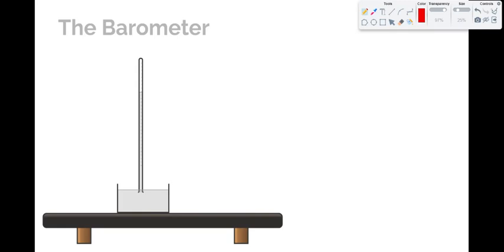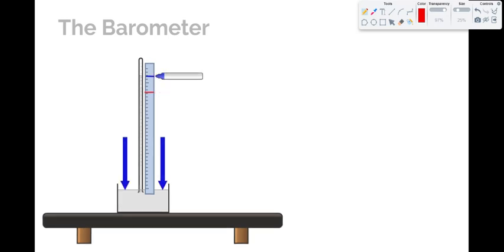So what happens is, because mercury is heavy, it's going to start to sink down into the bowl. But because there's air pressure pushing down on the bowl, that's going to cause a balance to occur, and the mercury will only go down so far before it reaches a balance. Then you measure how high it is. And if you measure that in millimeters, you kind of have a pressure unit.